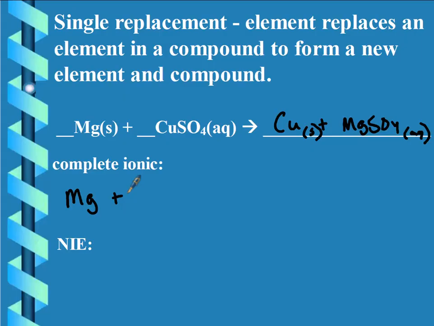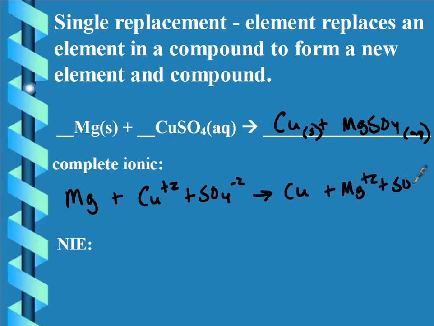That's one of the more common mistakes, people going to the complete ionic and putting an Mg+2. But an element by itself is going to just be the element. There can't be a charge. Only when it breaks apart, that's when it's going to get charges. So then on the other side, that's a solid, so again it doesn't get a charge, and then our magnesium sulfate breaks apart.